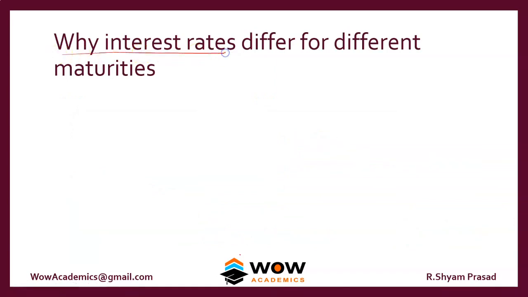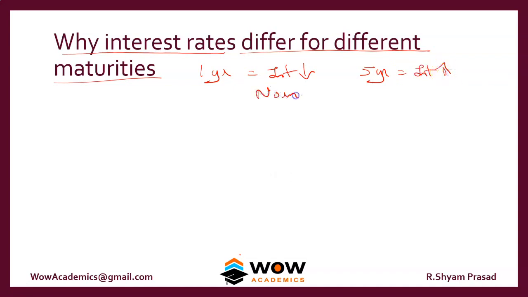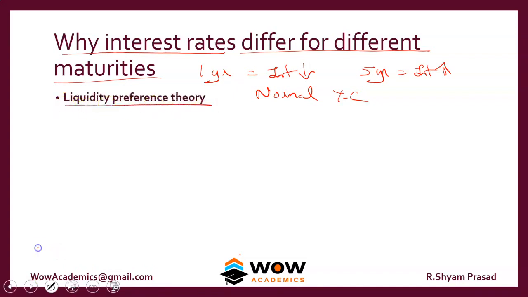Why do interest rates differ for different maturities? We just saw that for a 1 year loan the interest is lower, and for a 5 year loan the interest rate is higher. This is expressed through the normal yield curve. But why does this occur? To explain this phenomenon, there are different theories. The first theory is called the liquidity preference theory.